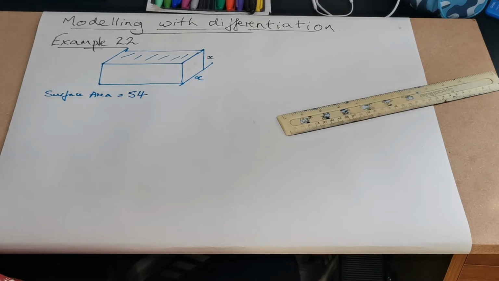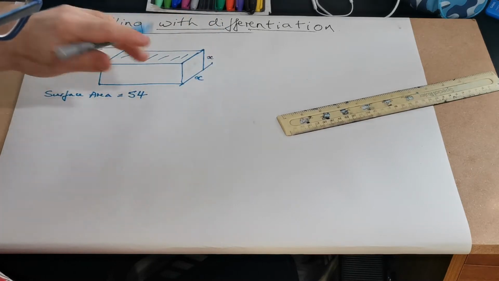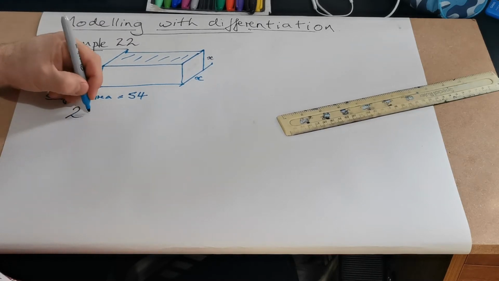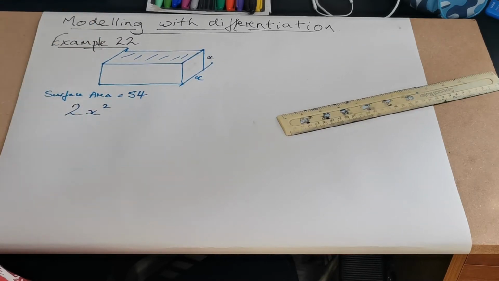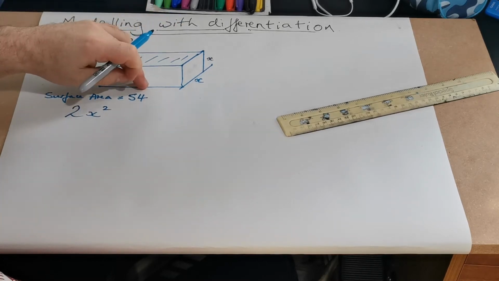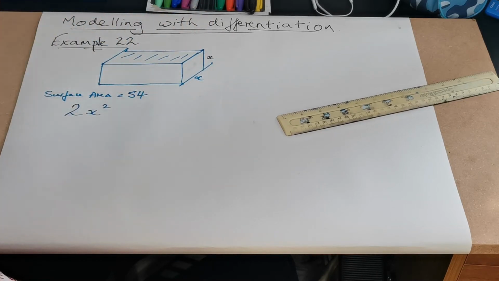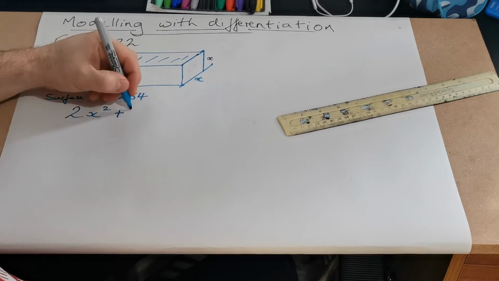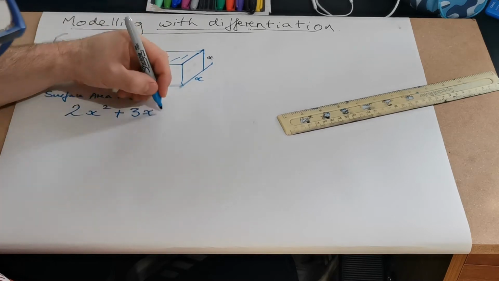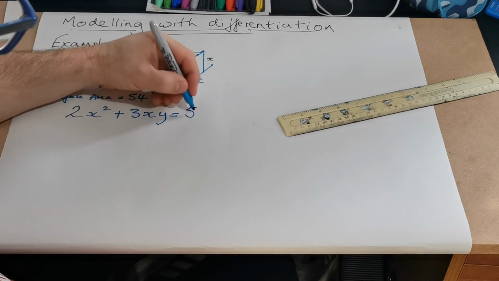So when I'm thinking about what the surface area of this shape is going to be, I know I've got an x squared here and an x squared there, so I've got 2x squared. And then I need to think about this one here, which is x times something. The one on the other side would be x times the same thing, and under the bottom would be the same again. So that would be plus 3x times, I'm going to call that y. So 3xy, and that equals 54.